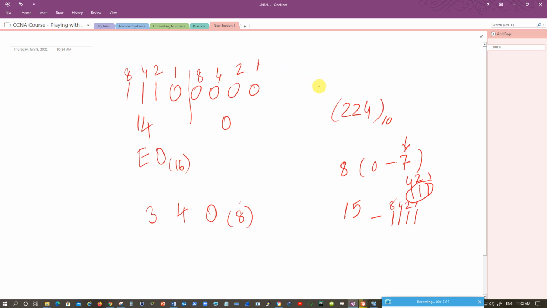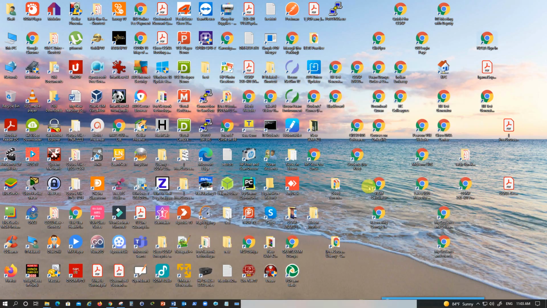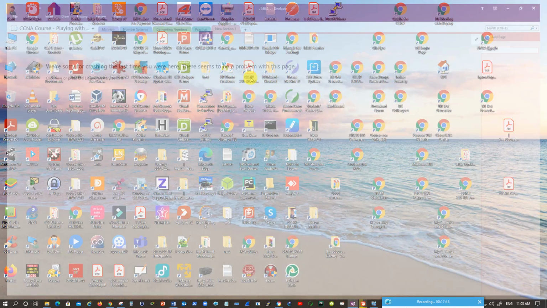See, 224 in decimal was represented in octal as this. This is octal, sorry. Did I close it? Oh my god. Okay.